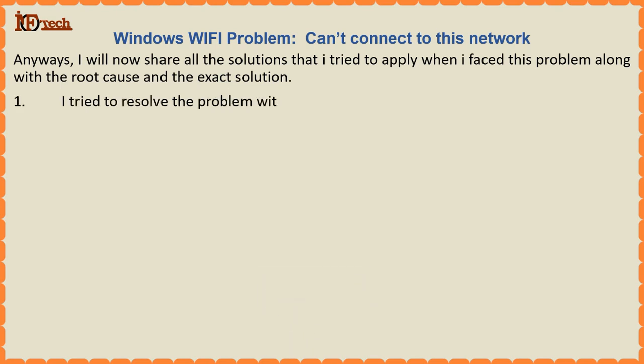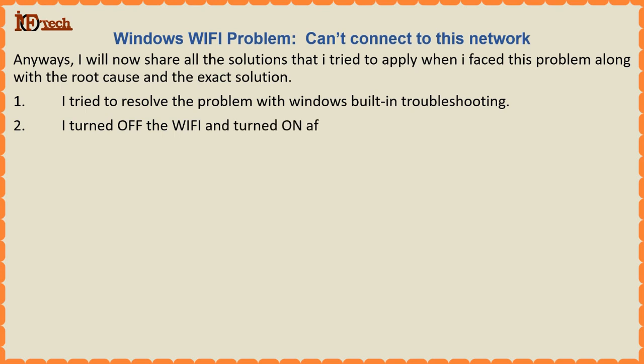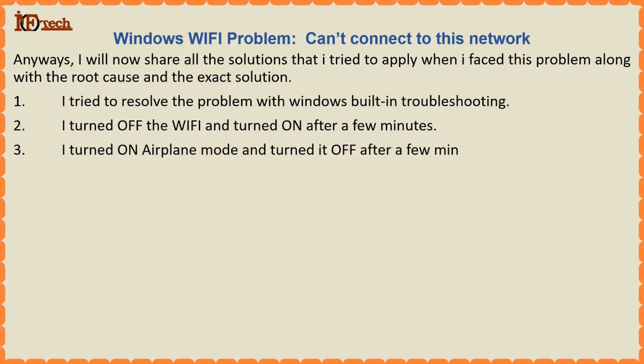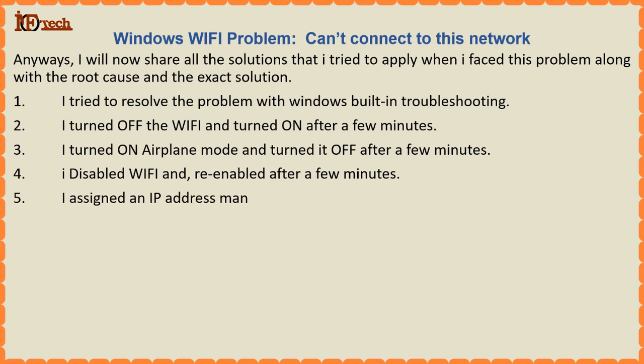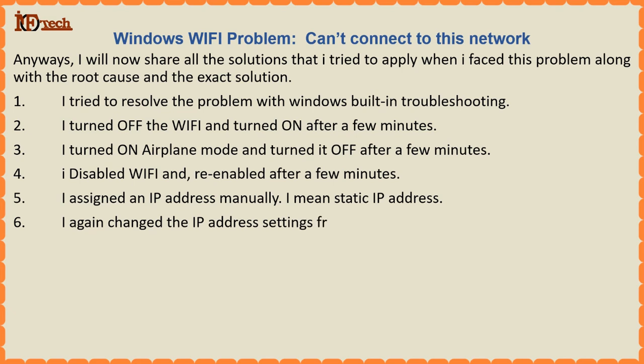1. I tried to resolve the problem with Windows built-in troubleshooting. 2. I turned off the Wi-Fi and turned it on after a few minutes. 3. I turned on airplane mode and turned it off after a few minutes. 4. I disabled Wi-Fi and re-enabled it after a few minutes. 5. I assigned an IP address manually, I mean a static IP address.